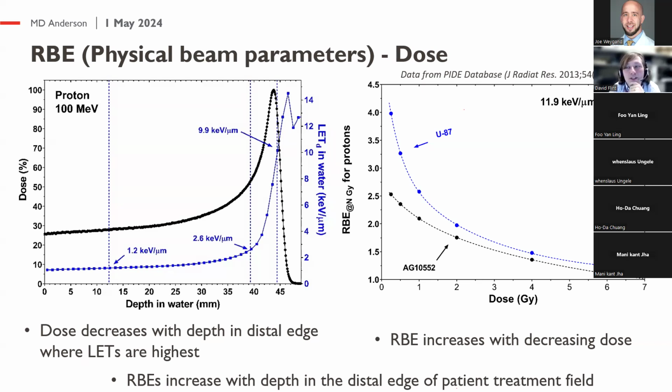And this can have a really big effect when you're talking about the distal edge of an ion beam. In the distal edge, you have really high LETs, and those high LETs contribute to high RBEs. But you also have low doses because the dose is falling off. And those low doses also contribute to higher RBEs. So in the distal edge of a beam, you can have really, really high RBEs, and consequently, you can have a pretty modest RBE weighted dose, even if the dose itself is quite small.